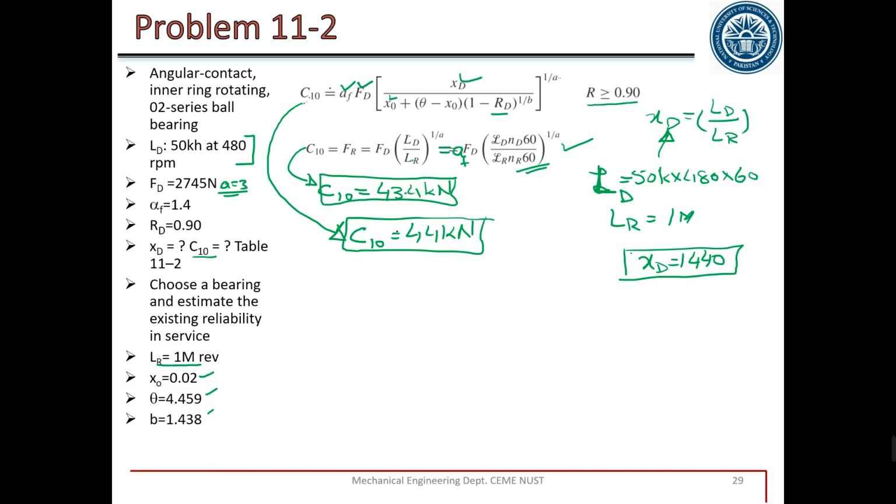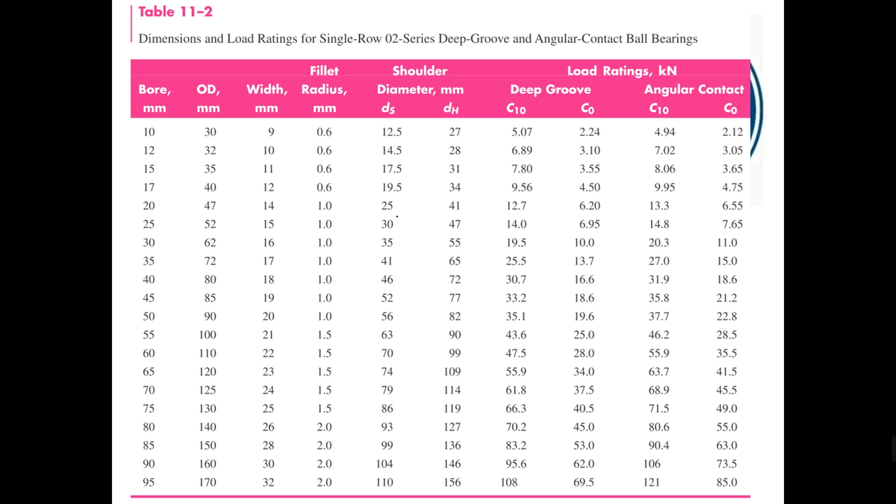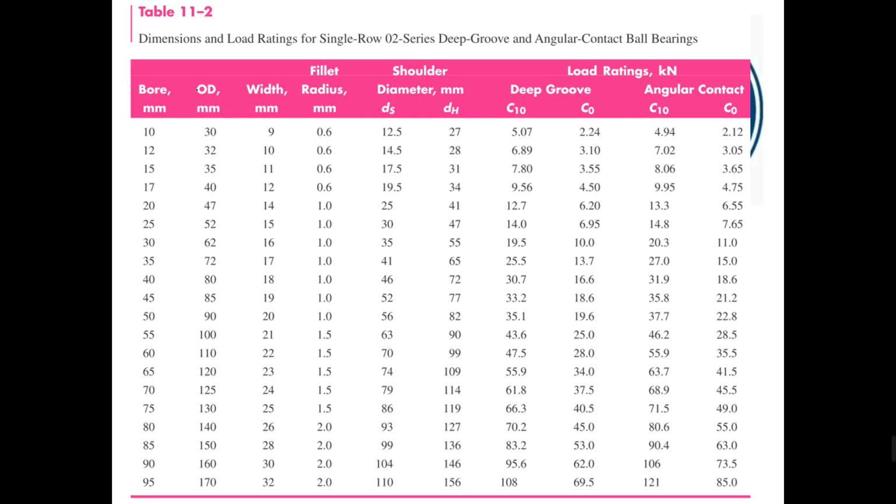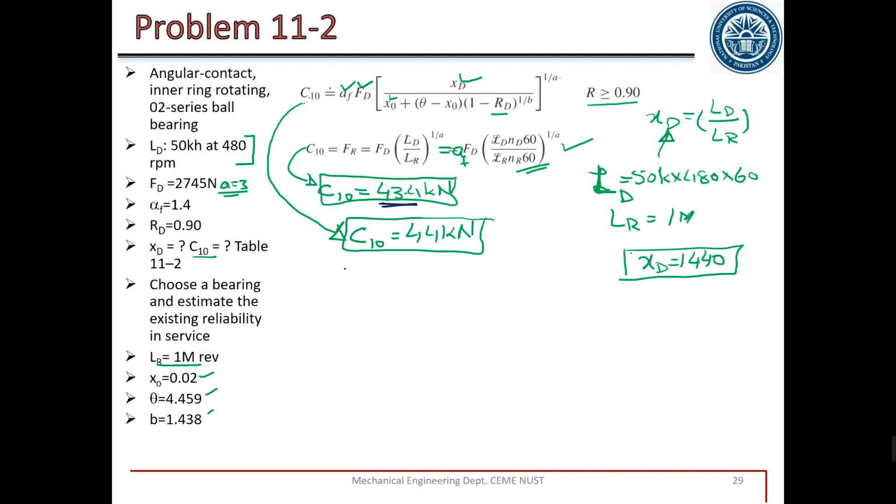Once you have the value, go to the table. In this table, we will be selecting for a value of 43.4. Angular contact, inner ring rotating angular contact ball bearing, a value of 44 is the first value greater than 44. So our final selection will be a 55 mm bearing. The final selection is the 02 series angular contact inner ring rotating ball bearing of bore size equal to 55 mm. This is the final answer.